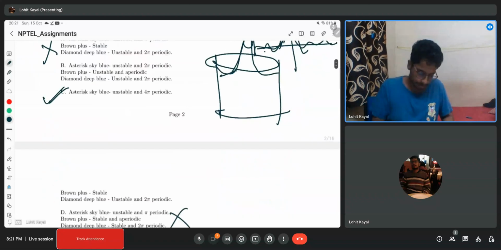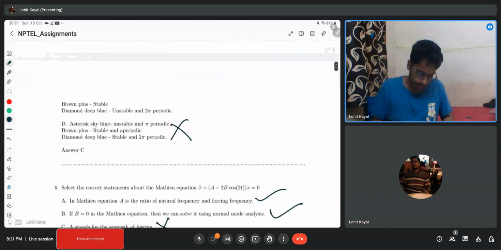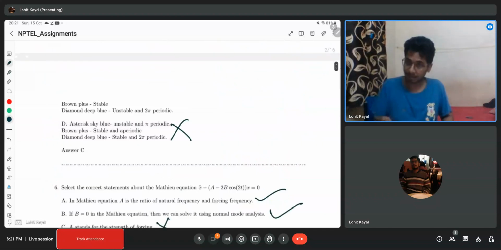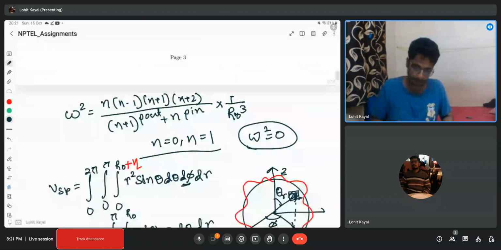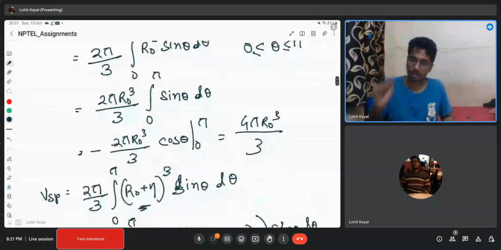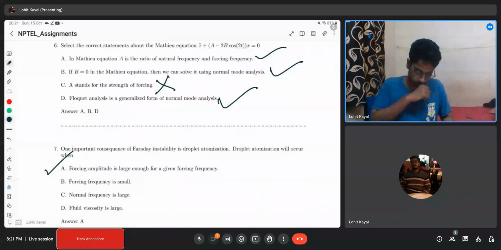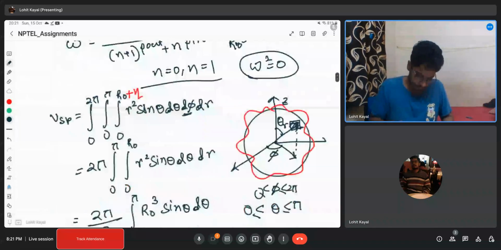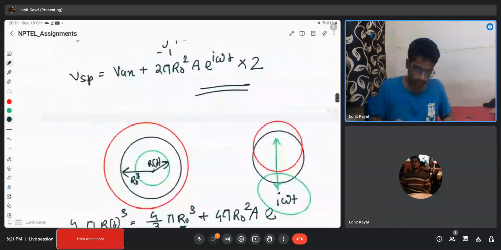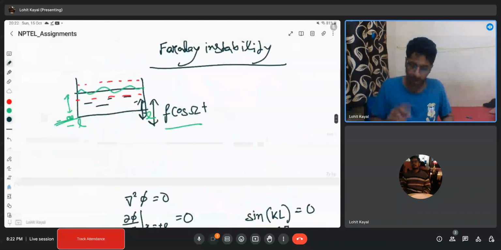So for very high acceleration or forcing, you will get droplet atomization. In the extra class, I will show some video about this. So that's all.